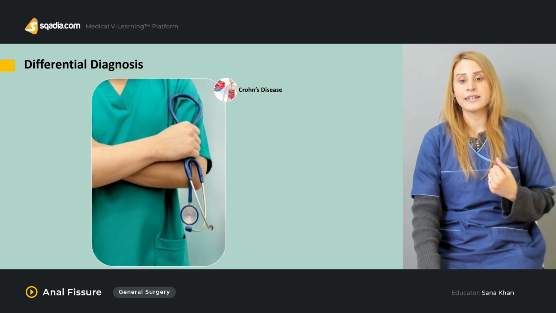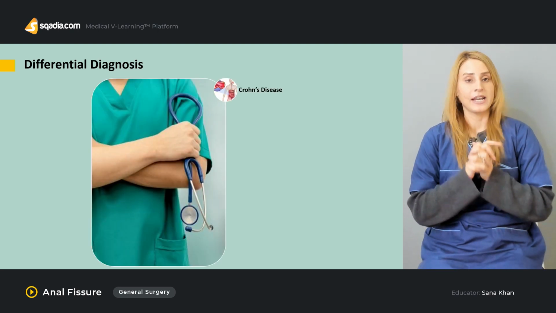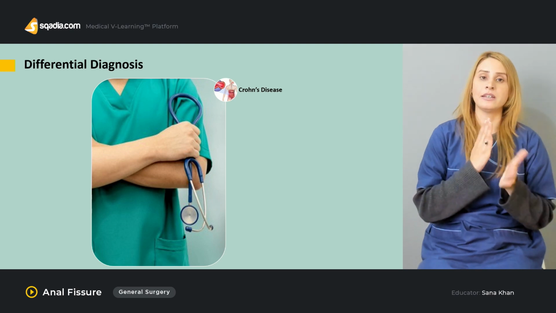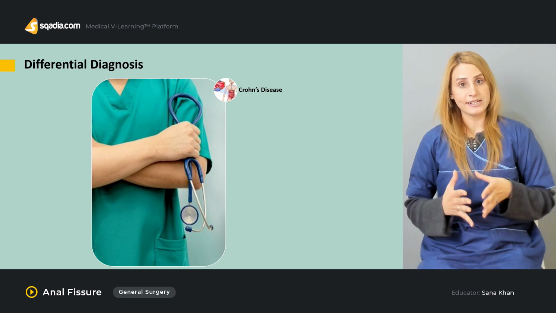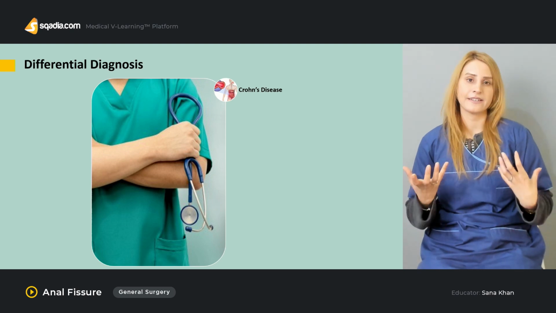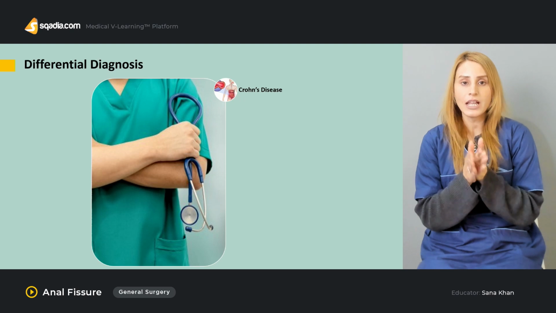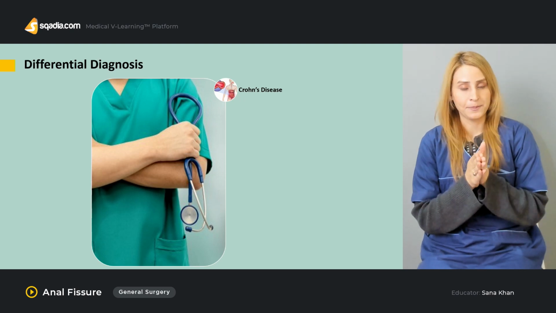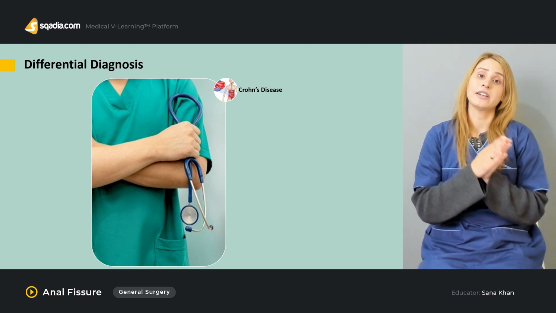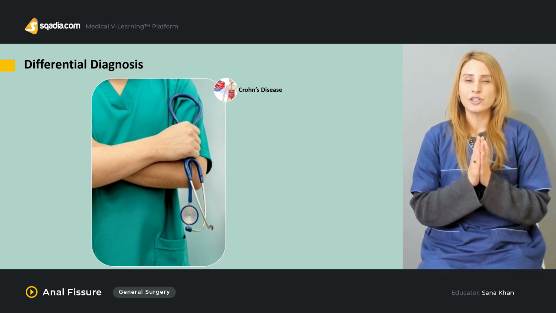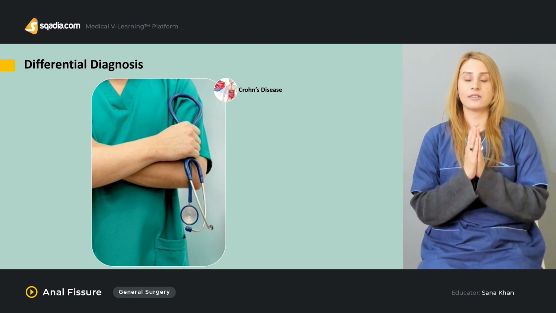Now, talking about the differential diagnosis, again, obviously there can be Crohn's disease, there can be tuberculosis, there can be colorectal cancer, but usually if you are dealing with old age men having a history of colorectal cancer, then you will be suspecting a colorectal cancer.